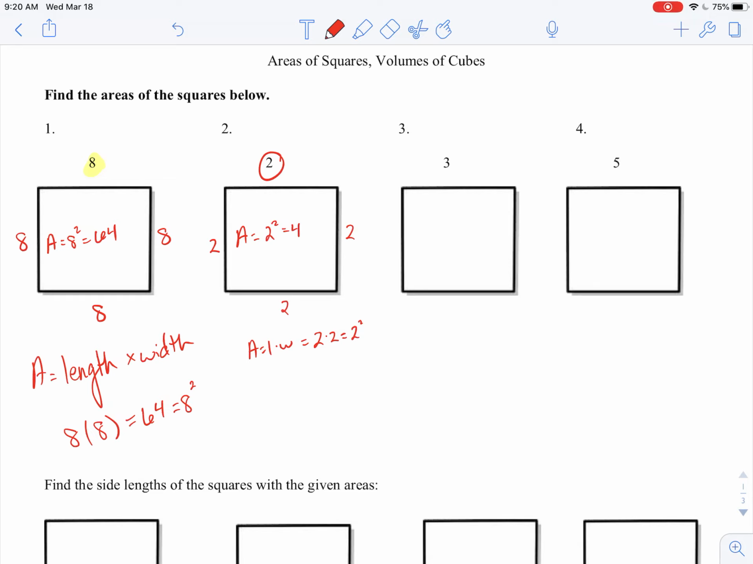So why don't you guys pause the video, try the last 2 problems here, and then we'll talk about finding side lengths. All right, so here we go. This one would be 3 times 3, or 3 squared, and this last one here, 5 times 5, would be area, 5 squared, which is 25.